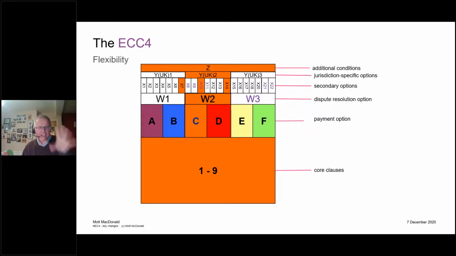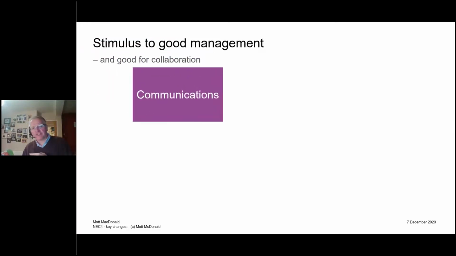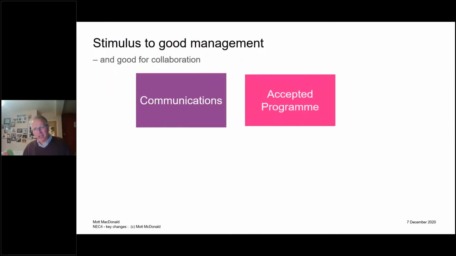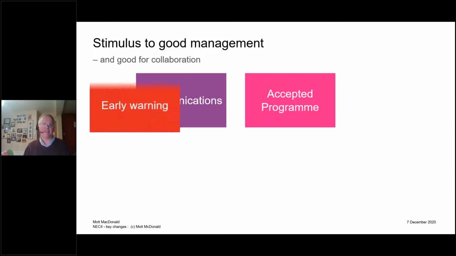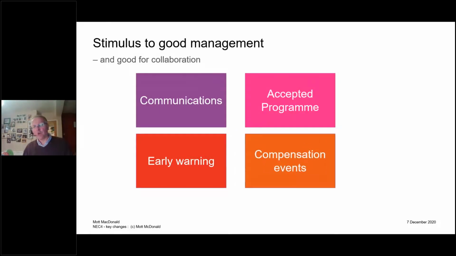So, like I said, the only difference between 3 and 4 on that slide is the new dispute resolution option and several new secondary options. In terms of stimulus to good management, it's still the same. Very good on communications, massively important on program. There's a few tweaks to the program clauses that we'll talk about later. Early warning is critical to a good, well-managed NEC contract. Compensation events is the only place a contractor can get extra money or time from the client, and they're a key part of any NEC contract.